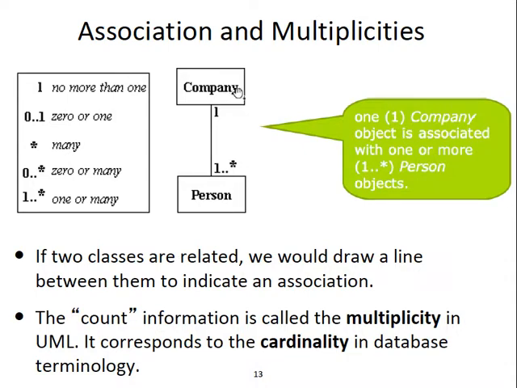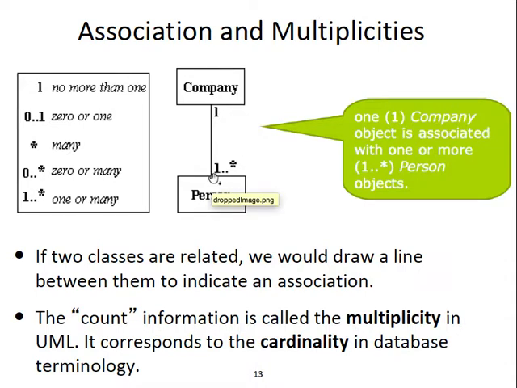Next, in the class diagram, we draw a line between two classes to show association. So to mean this is related. For example, if we want to represent a company having several persons working in it, then we may draw a line here.